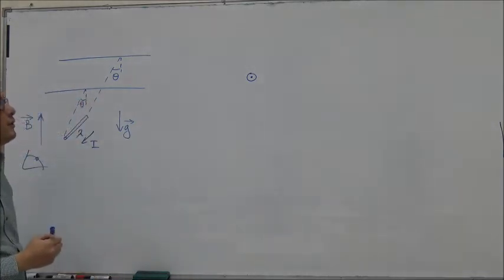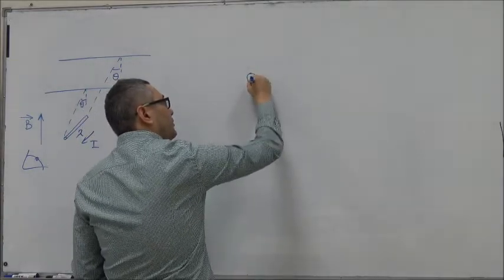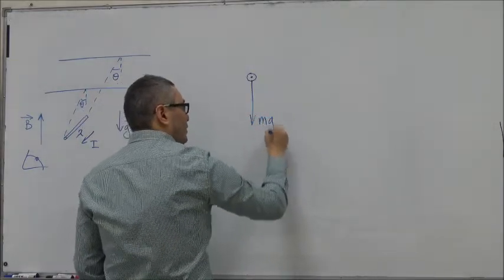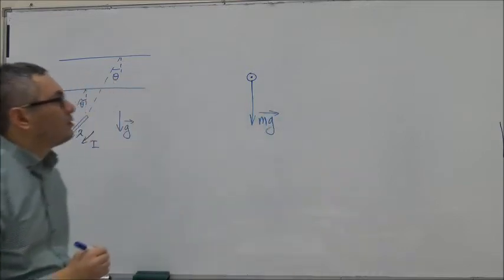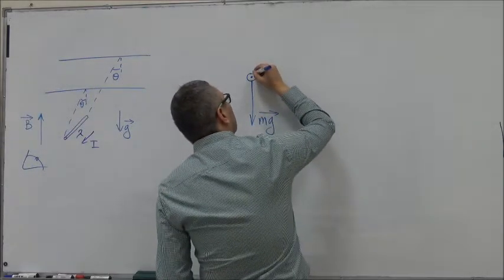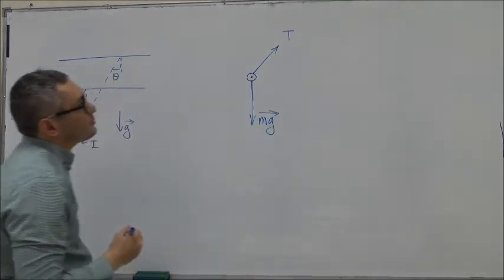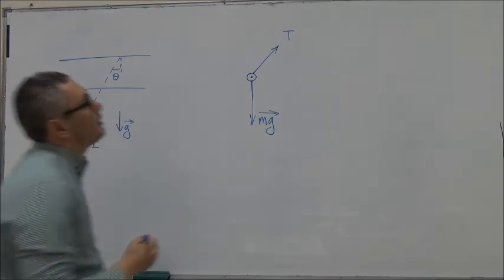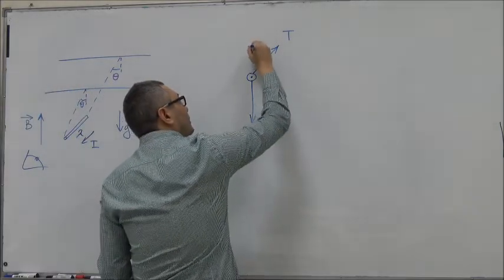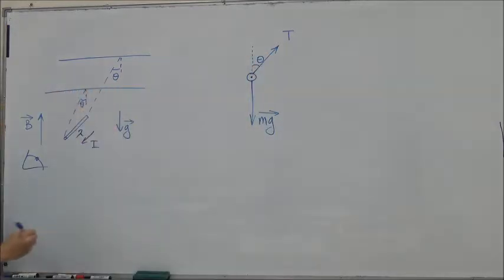So now let's show all the forces that are acting on the wire. So clearly there has to be an mg force pulling it down. Then there is a tension force coming from the wires. So this tension force represents both tension forces of the two wires. And we also know that the tension force is at an angle theta with respect to the vertical. And there has to be also a magnetic force created by the magnetic field.